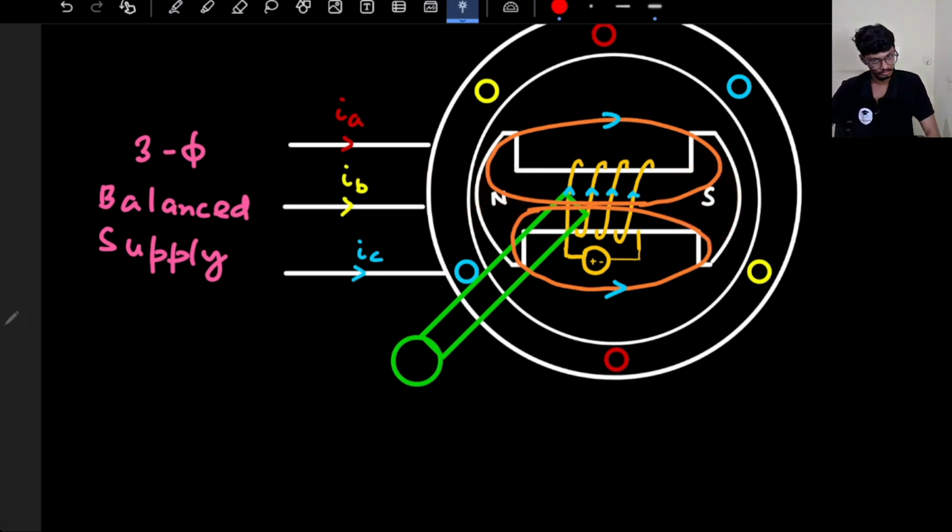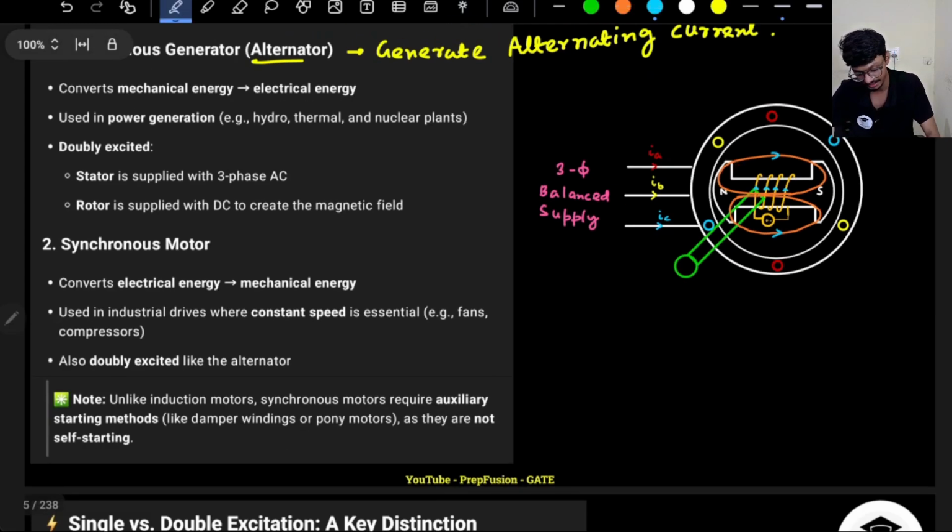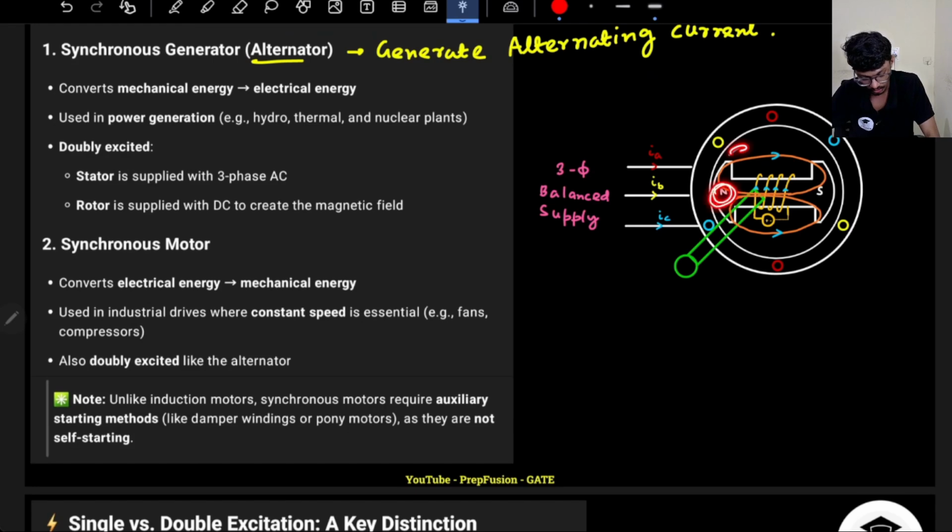So it develops a magnetic field of its own, but remember it is stationary. And here, this three phase balanced supply will generate a rotating magnetic field. So as this magnetic field is rotating, let's assume this is the north side of the magnetic field. This north side will attract the south pole of the rotor, and the south side will attract the north pole. So this end will be the north pole and this end will be the south pole.